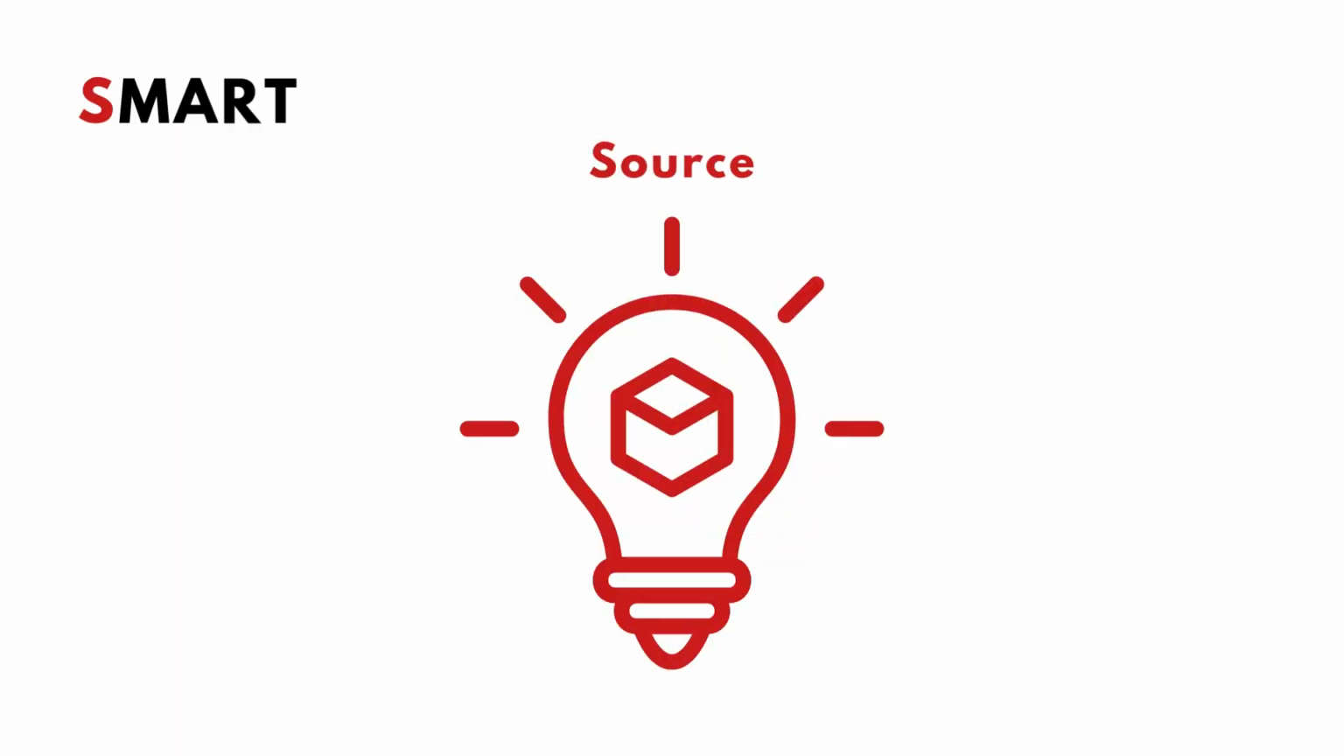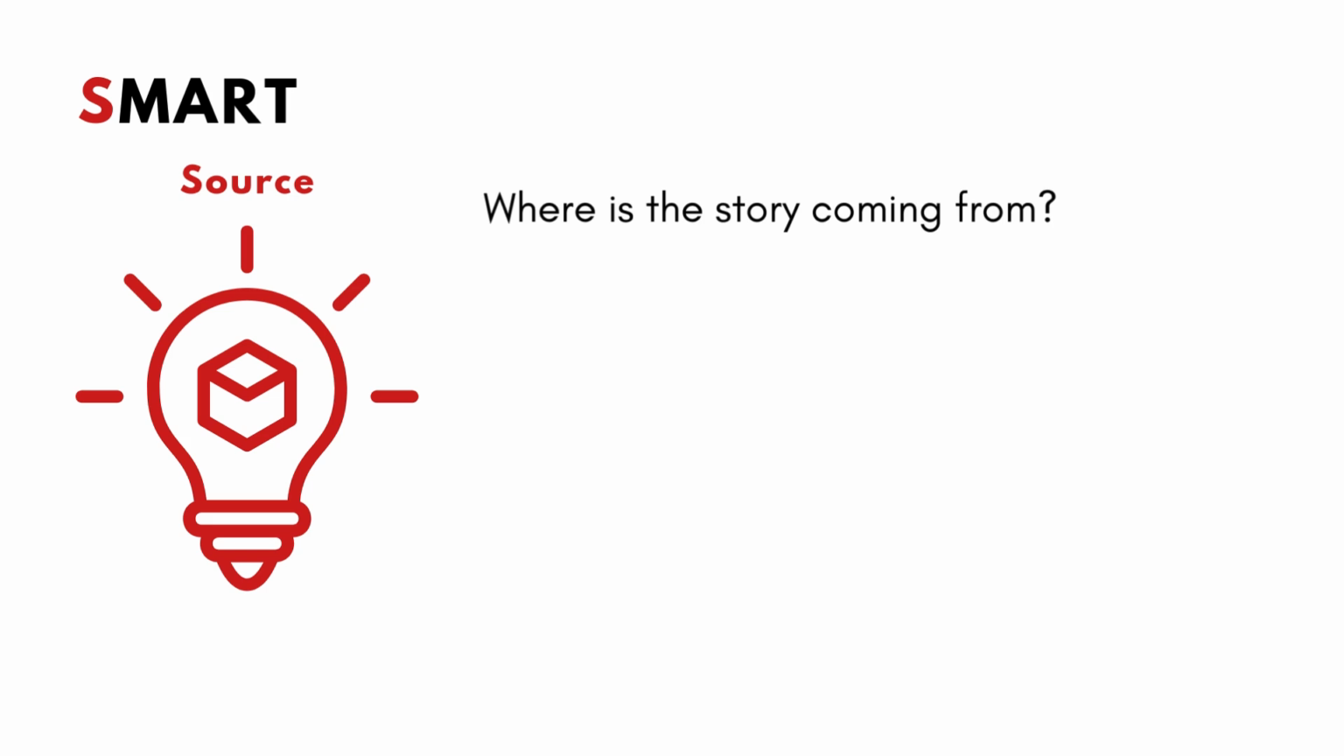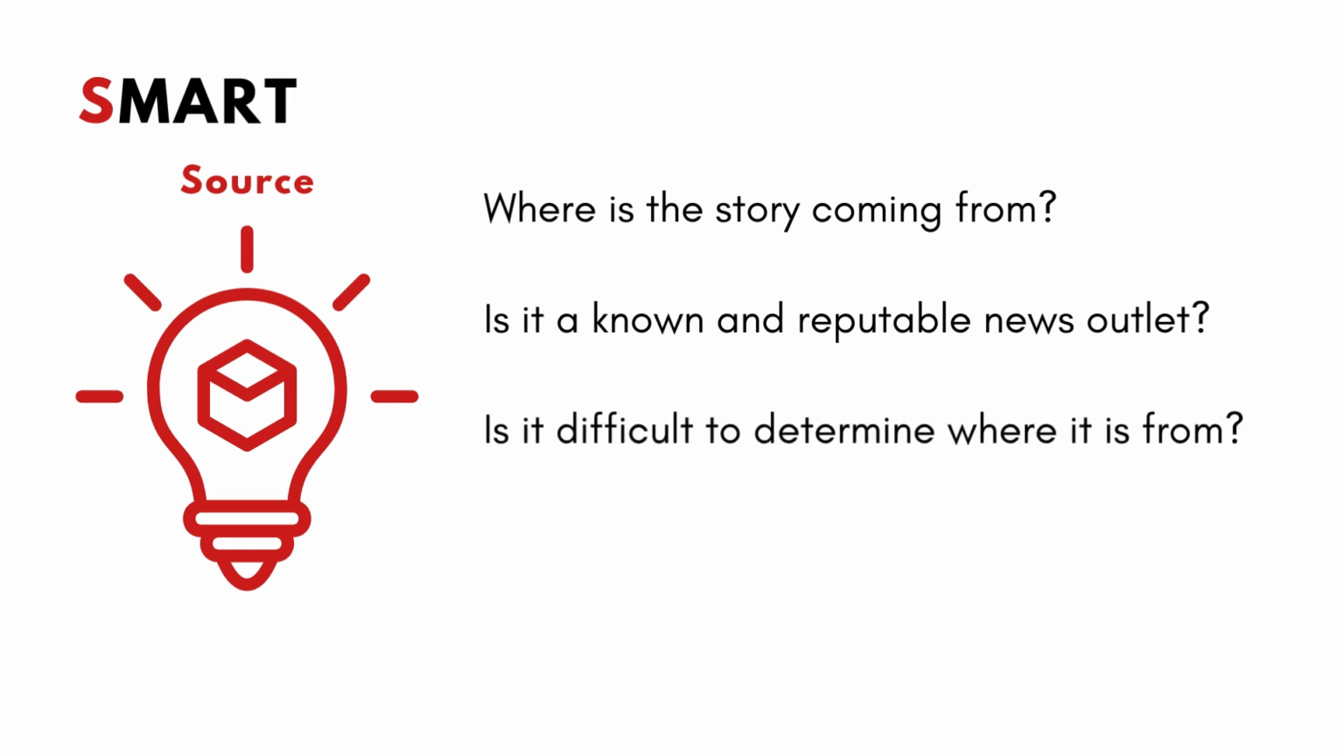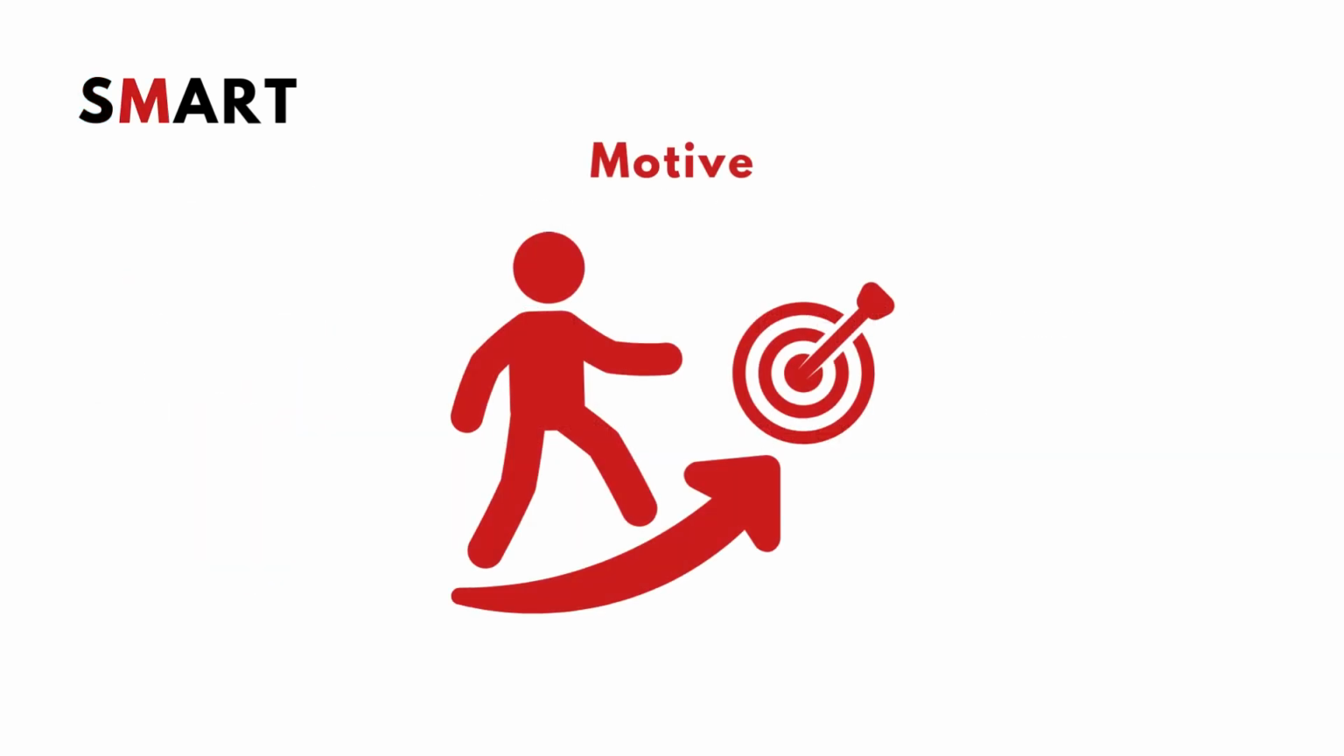The first thing you'll need to identify when evaluating a news story is its source. Ask yourself the following: where is the story coming from? Is it a known and reputable news outlet? And is it difficult to determine where it's from? If so, be wary. Next, you'll identify motive.